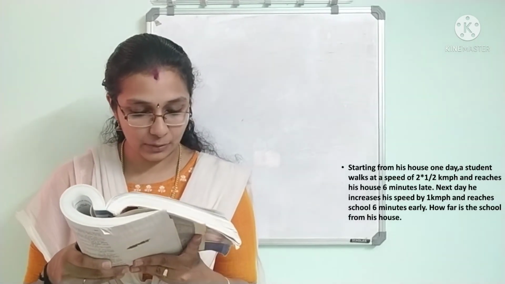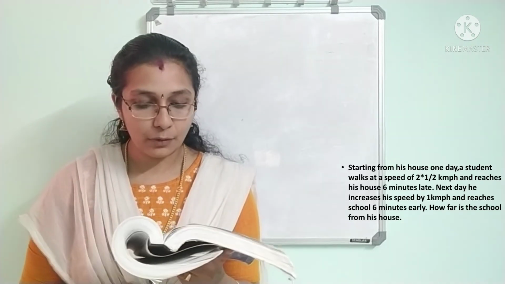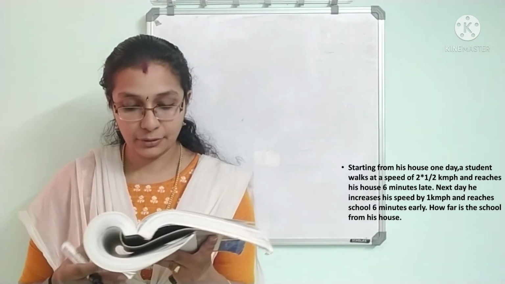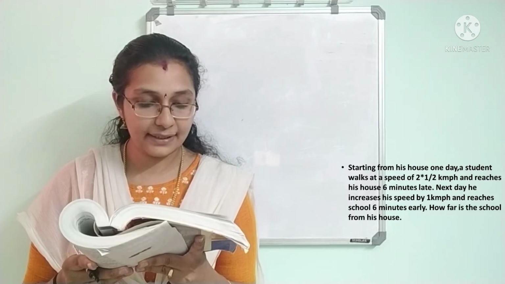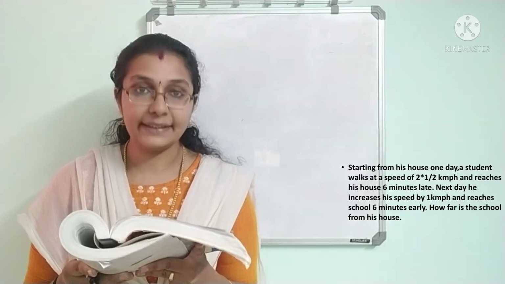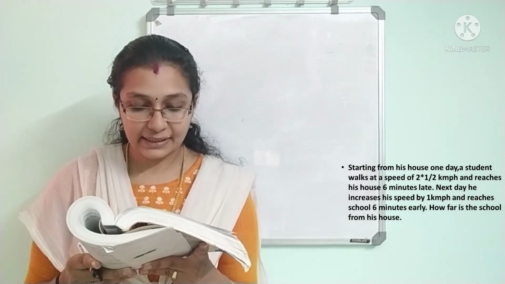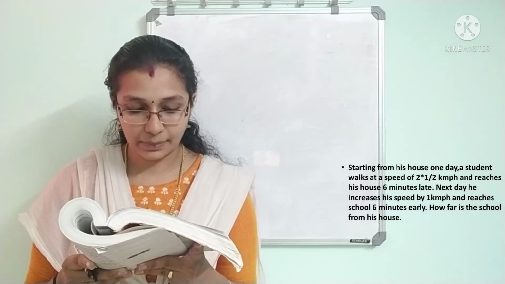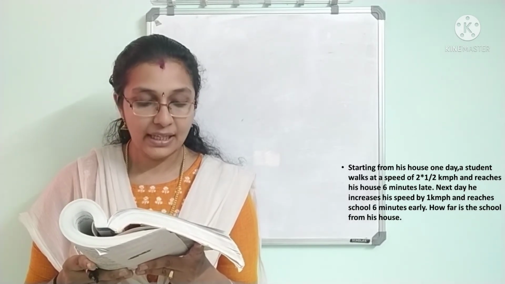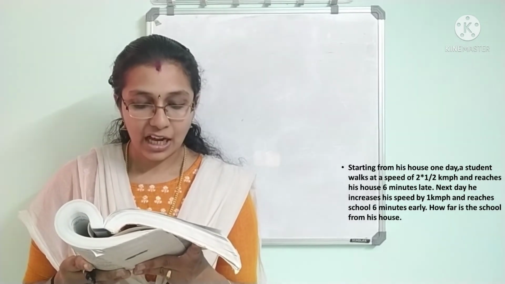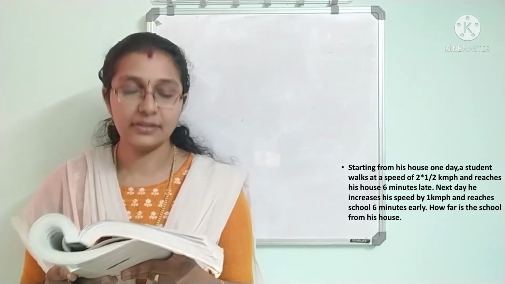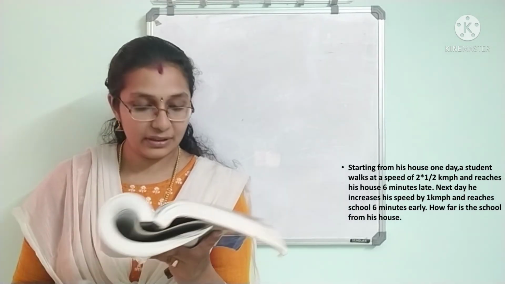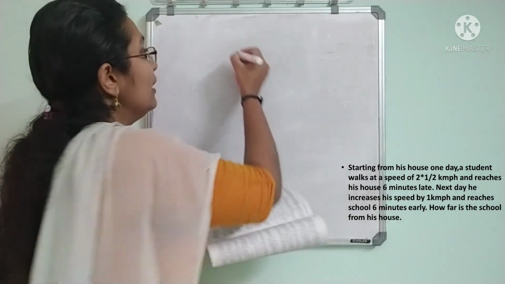Starting from his house, one day, a student walks at a speed of 1 by 2 km per hour and reaches his school 6 minutes late. Next day, he increases his speed by 1 km per hour and reaches the school 6 minutes early. How far is the school from his house? So, see what are all the details given.